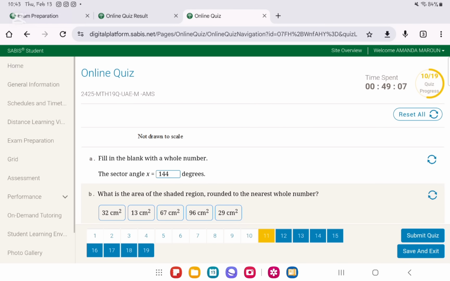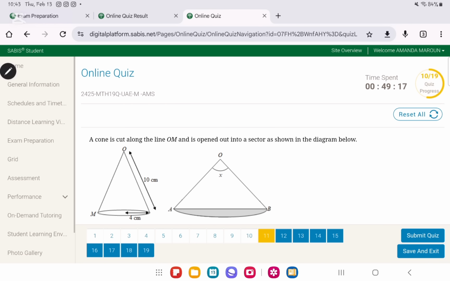Now, what is the area of the shaded region rounded to the nearest whole number? They need us to find the area of the shaded region to the nearest whole number. Very simply, to find the area of the shaded region, we're going to find the area of the sector and subtract it from the area of the triangle, and we will get the area of the shaded region.